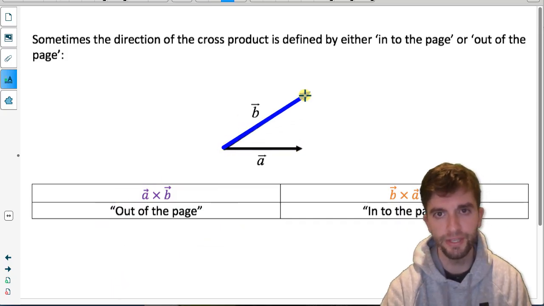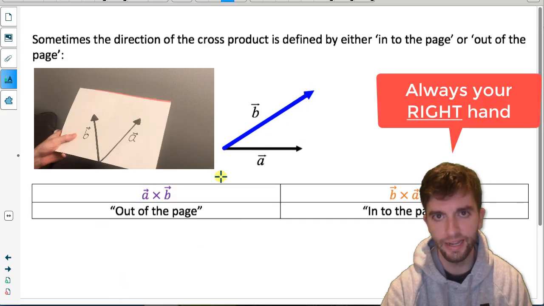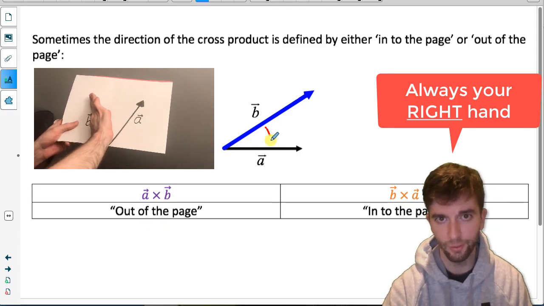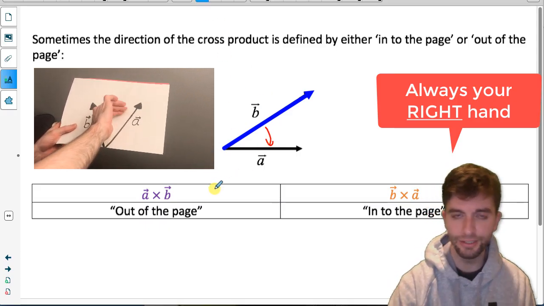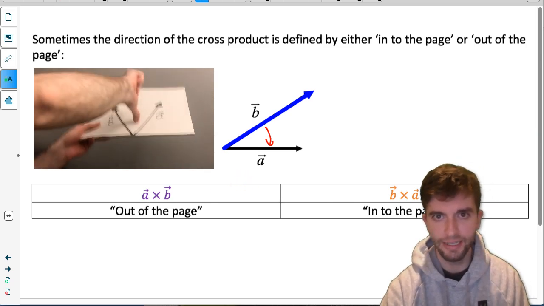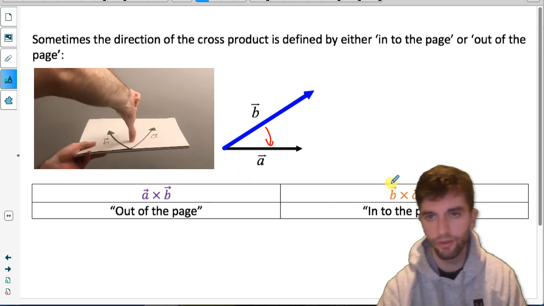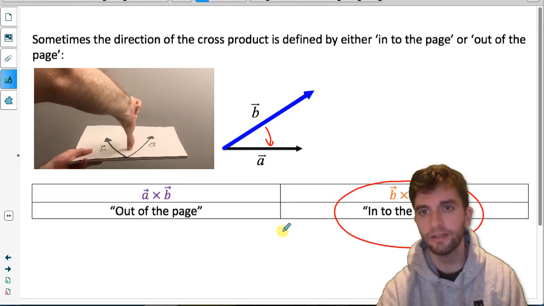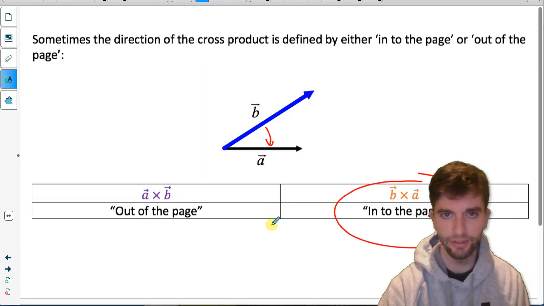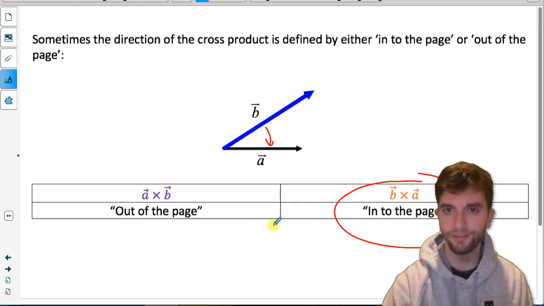Alternatively, if we were to do B cross A, we would lay our hand along vector B and then try and curl our fingers towards vector A. And to do that, we would have to flip our hand over and our thumb would be pushing right into the page. So we would describe B cross A as into the page. So that's just another way of describing the direction of a cross product vector.